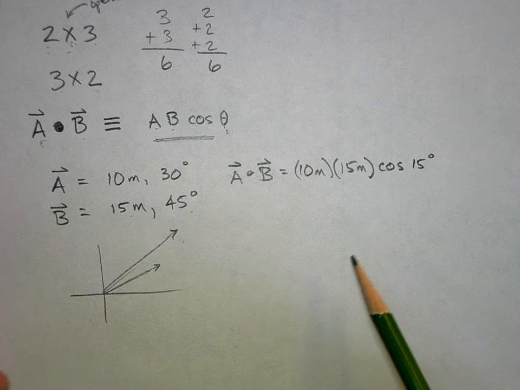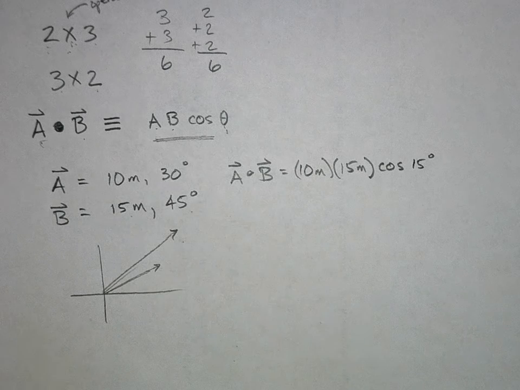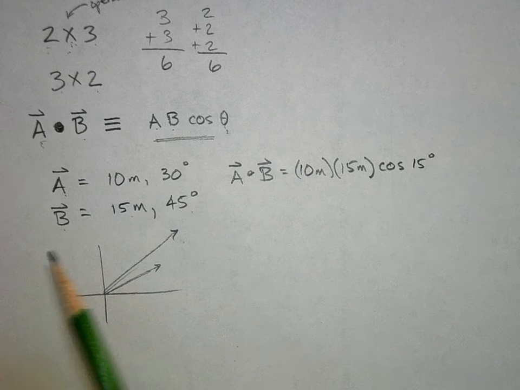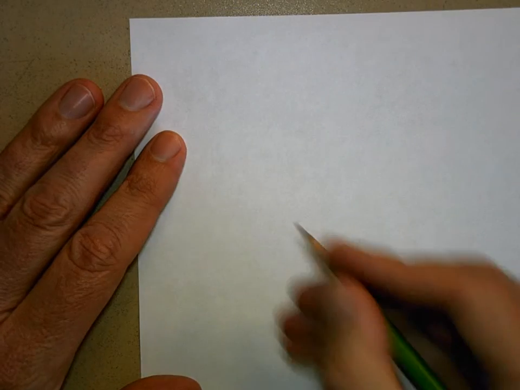But what if these vectors, though, were in 3 dimensions? What if I gave you an x, y, and z component, and I wanted you to find the scalar product? Or what if I gave you vector A and B in i, j, k form? How would we do that? Well, it turns out to be pretty easy. So let's talk about unit vectors. Let's talk about individual unit vectors.